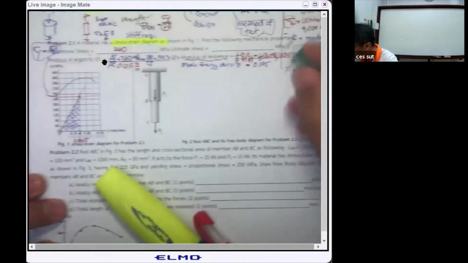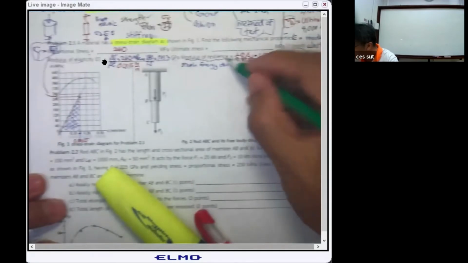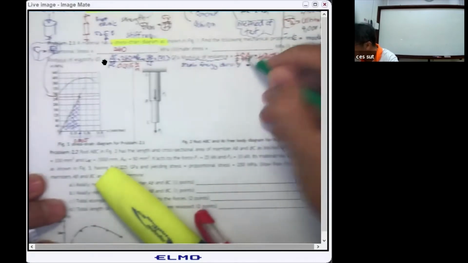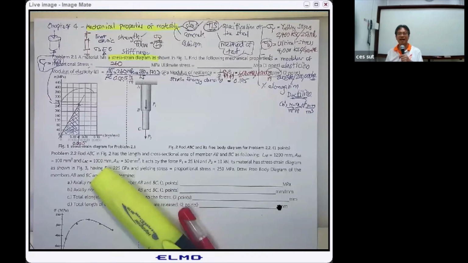I have to explain a little bit about the value of this, and you may see the modulus of resilience is 1/2 of what? Of stress. That is going to be 10 power 6 Newton per square meter, and you can change the unit of strain to be meter per meter. 10 power 6 is a million. Let me start again based on this.